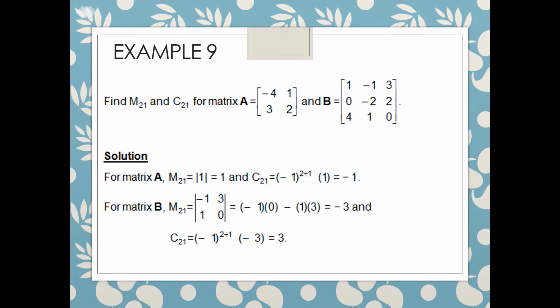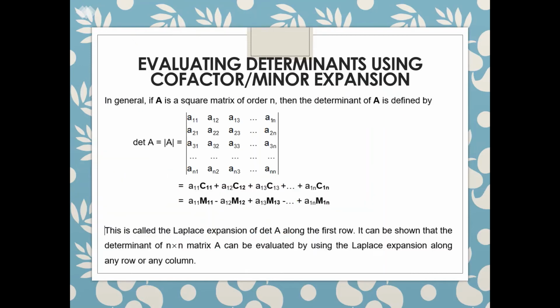As for matrix B, by deleting the second row and the first column, minor 2, 1 is equal to the determinant of order 2, which is negative 1, 3, 1, 0. By cross-multiplying the elements and subtracting, the answer is equal to negative 3. Therefore, cofactor 1, 2 is equal to negative 1 to the power of 2 plus 1 multiplied with negative 3. The answer is 3.